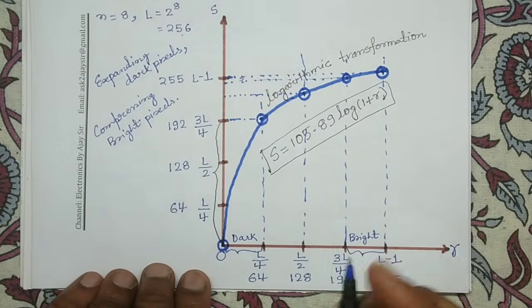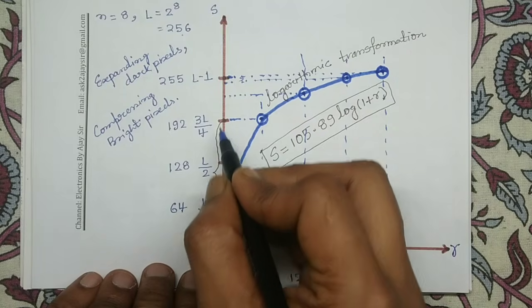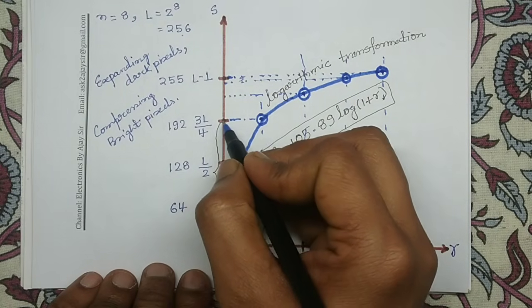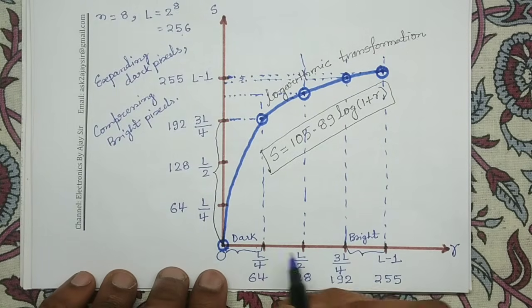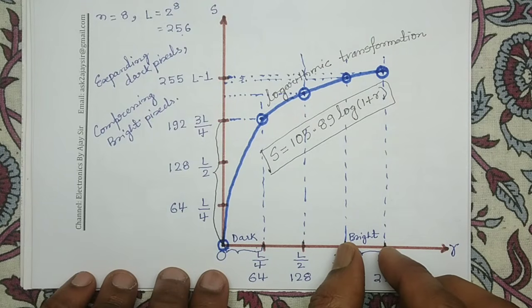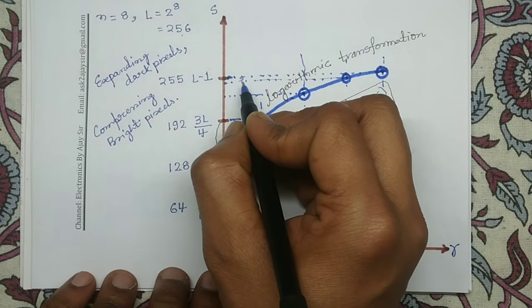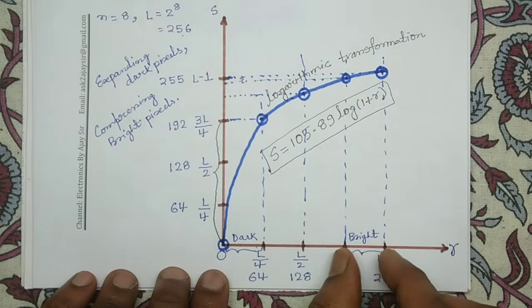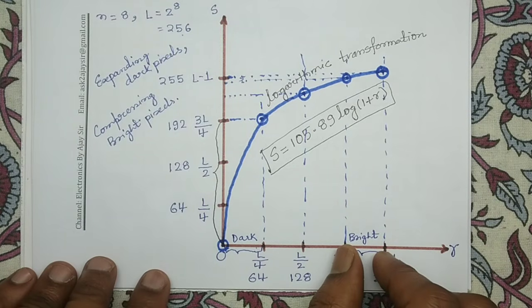So once again, when my input varies from 0 to 64, the difference on the input side is 64, but in the output I got the range 0 to 192. It means we are expanding the dark pixels. When the input varies from 192 to 255, the difference in the input is 63, but in the output the difference is very narrow, it becomes 13. It means we are compressing the bright pixels.